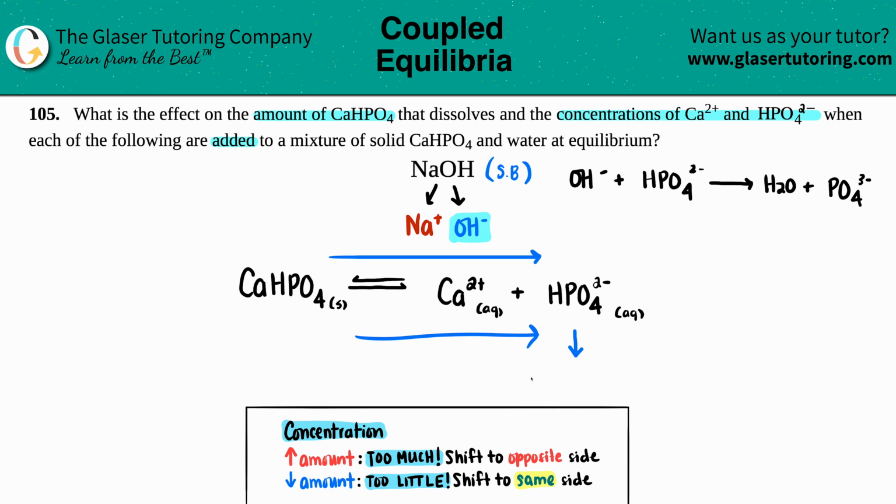And if you're going this way, the calcium 2+ is going to increase. And since you're using this up to break more down, your CaHPO4 will decrease. And there are your 3 effects. So the CaHPO4 will decrease, the calcium 2+ will increase, and the HPO4 2- will decrease.